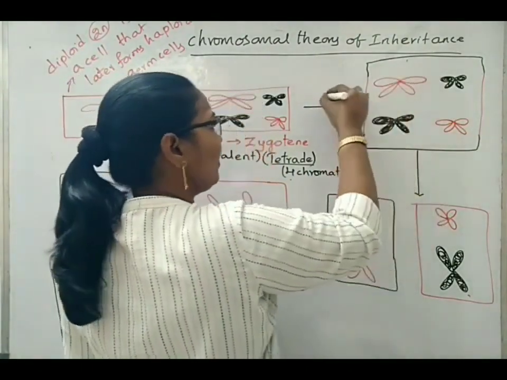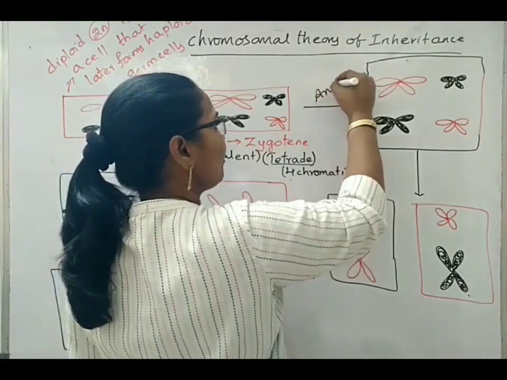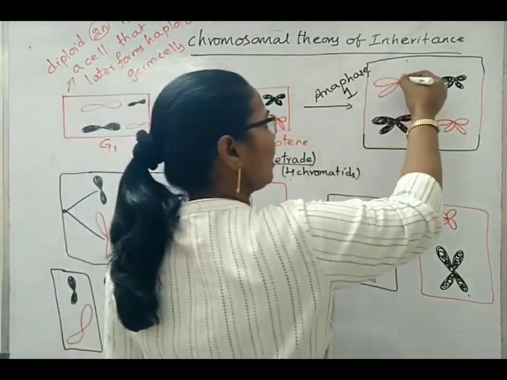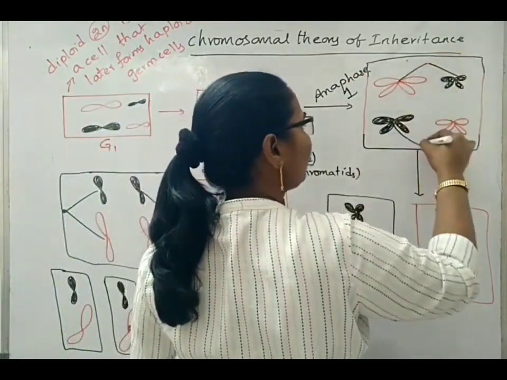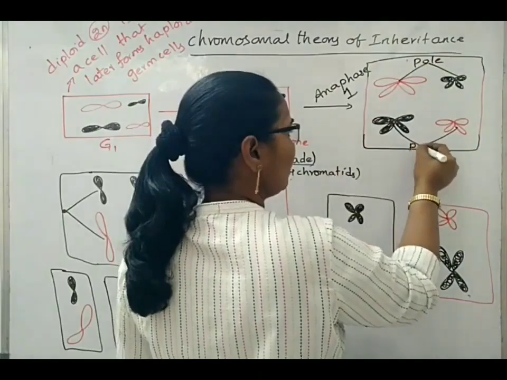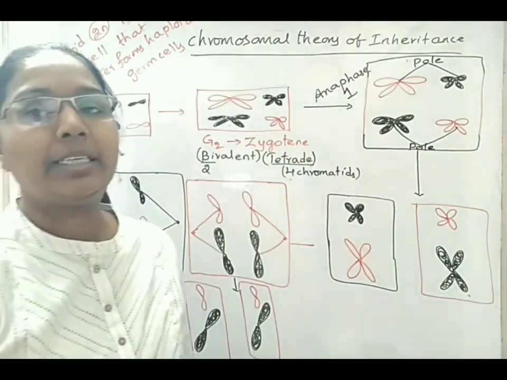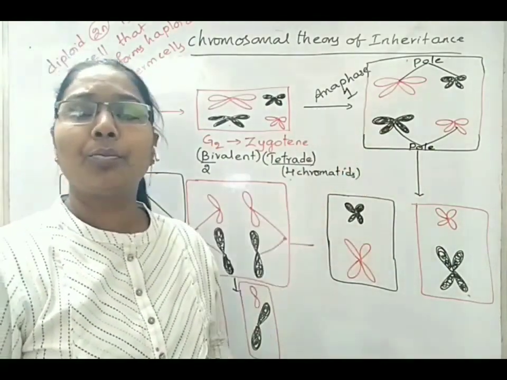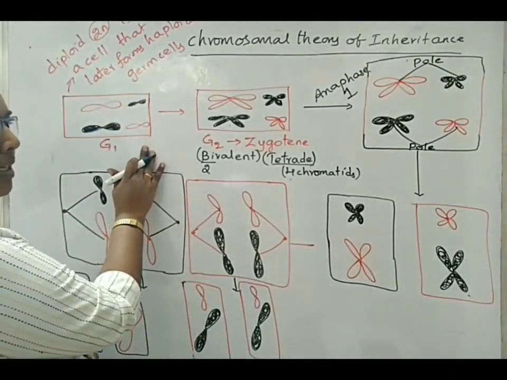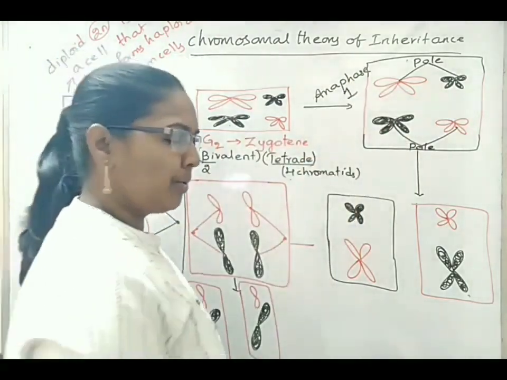Now, after zygotene, it is going to the next step, that is anaphase 1. During anaphase, the chromosomes are moved to opposite poles. This can be considered as the pole where centrioles exist. This also can be considered as a pole. During anaphase 1, there is no splitting of centromere. Chromosomes will be moved to opposite poles as they are. Since we have taken 2 different chromosomes responsible for 2 different types of characteristic features, chromosomes are moved as they are to the opposite poles.